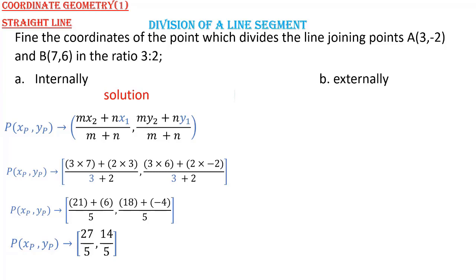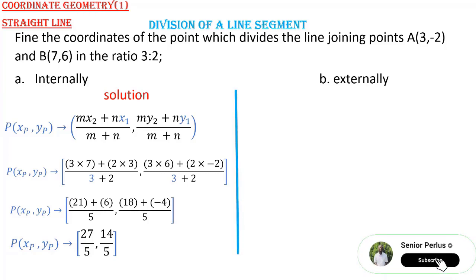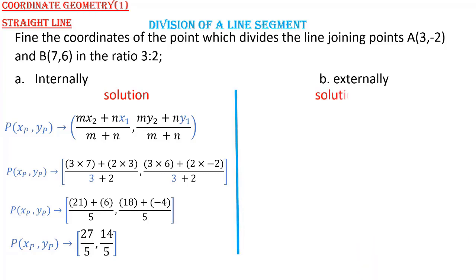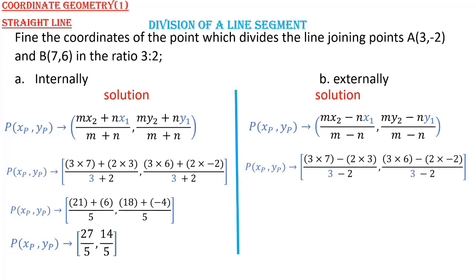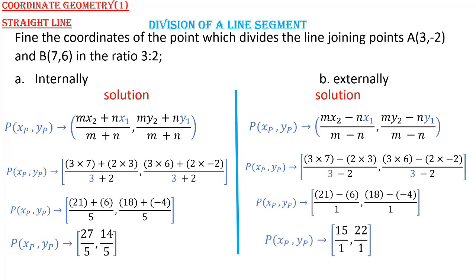For externally, this is the formula. For external, you will just subtract, you will not add them. So here, we know our ratio and our points, then we substitute. Therefore, our final answer for externally is 15 out of 1, 22 out of 1. So the answer is (15, 22).